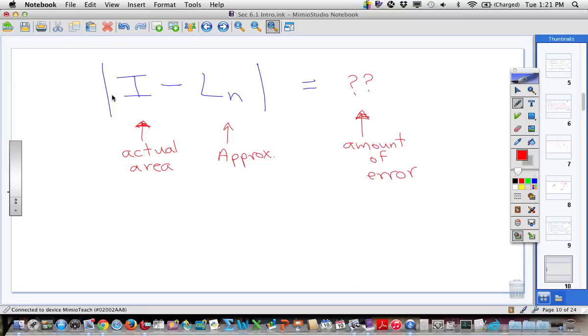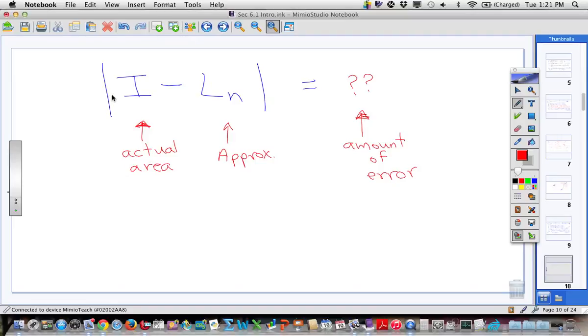the amount of error. Because in some of the homework problems they say find I minus L3. Well, they want you to do the L3, compare it to the exact, subtract them, find how much it's off. That's all it is. It's just subtract the actual from the approximation. That's it. Now, why are the bars there?